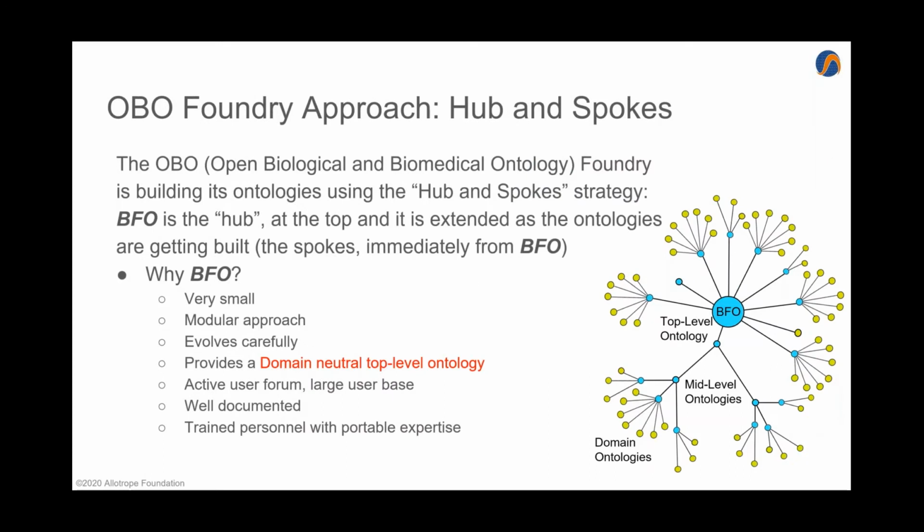So the Foundry strategy for promoting ontologies was the hub and spokes, where BFO is the hub at the top. It's a top level ontology, and it extended from the spokes immediately after the BFO into mid-level ontology, domain ontology. So why BFO? It is small, very modular, evolves carefully, and has a very careful design. It is a domain neutral top ontology, and we'll see it in a moment.